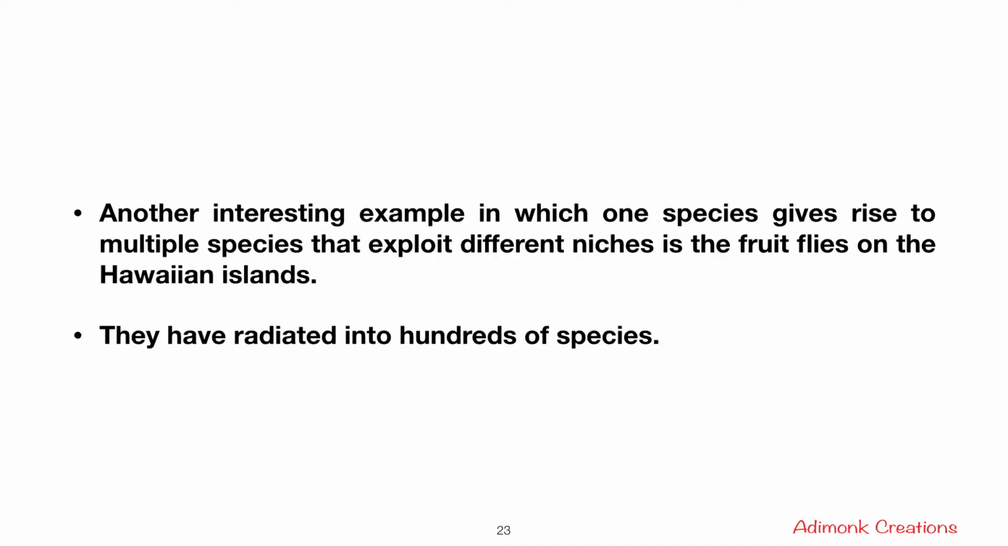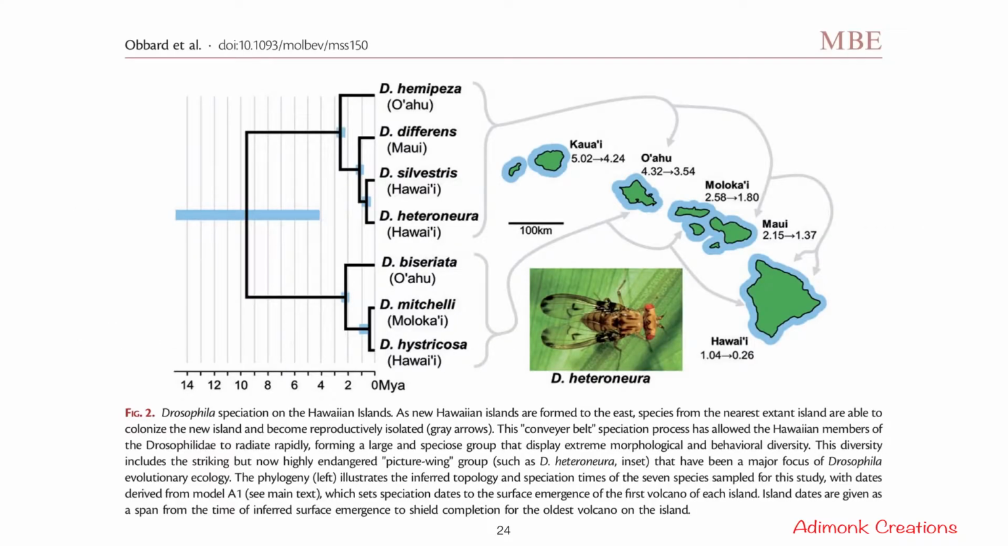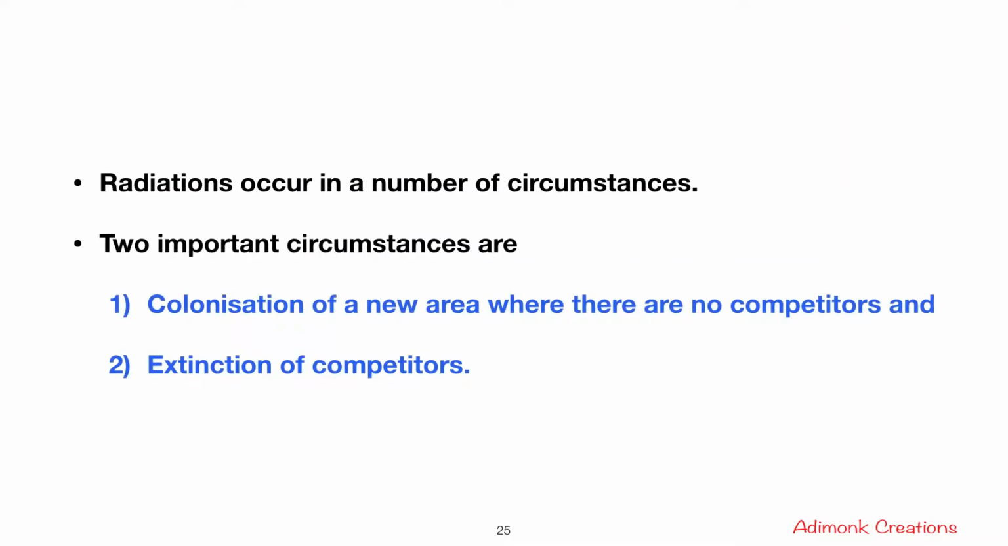Another interesting example in which one species gives rise to multiple species that exploit different niches is the fruit flies on the Hawaiian Islands. They have radiated into hundreds of species. This is the figure showing how an ancestral fruit fly has diversified into hundreds of new species in these Hawaiian Islands. These adaptive radiations can occur in a number of circumstances. Most importantly, there are two circumstances: colonization of a new area where there are no competitors, and the extinction of the competitors.